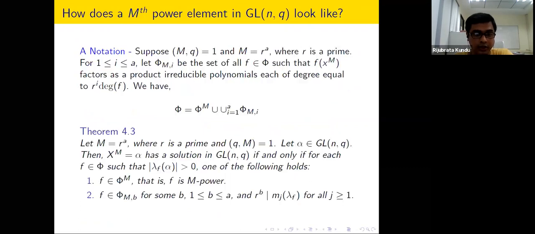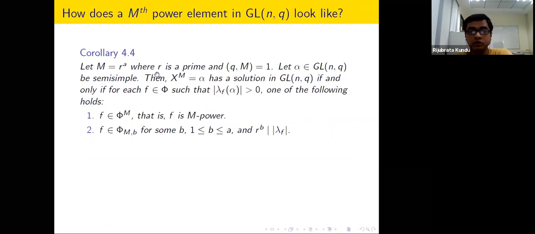So let us go back to the corollary once again. This was basically the characterization of semisimple elements which are mth powers, right? So there were two conditions: either the polynomial f is an m power polynomial, or else f belongs to phi(m, b) for some b greater than or equal to 1 and r to the power b divides |lambda_f|. Now for the generating function, I have assumed that a is equal to 1, that is, m is a prime. So therefore the second condition becomes a little simpler: f is an irreducible polynomial, so f is not in phi_m, right? And r to the power 1 becomes capital M. So M divides |lambda_f|, right?